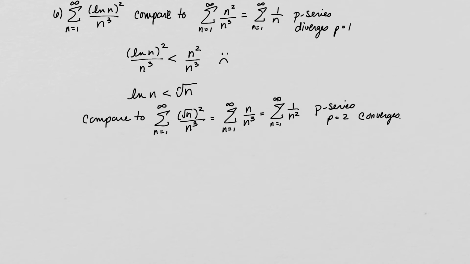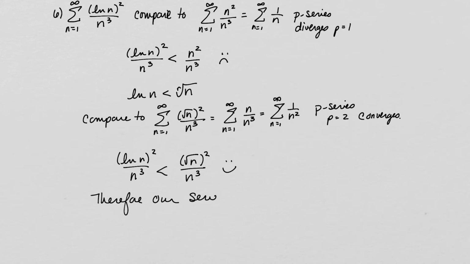Okay, so now we need to look at the natural log of n squared over n cubed, and we need to compare it to the square root of n squared over n cubed. So the bottoms are the same, but on the top, the natural log of n is going to be less than the square root of n. So the natural log of n squared over n cubed is going to be less than the square root of n squared over n cubed. So that's good. That's exactly what we want. So therefore, our original series converges. So we're able to figure out what happens, which is nice.